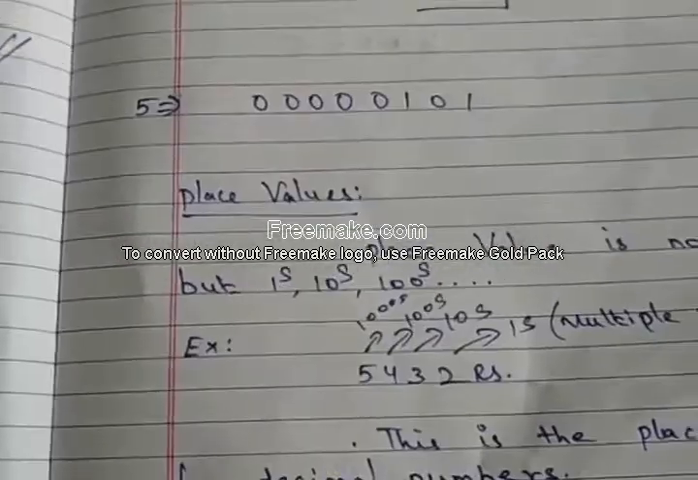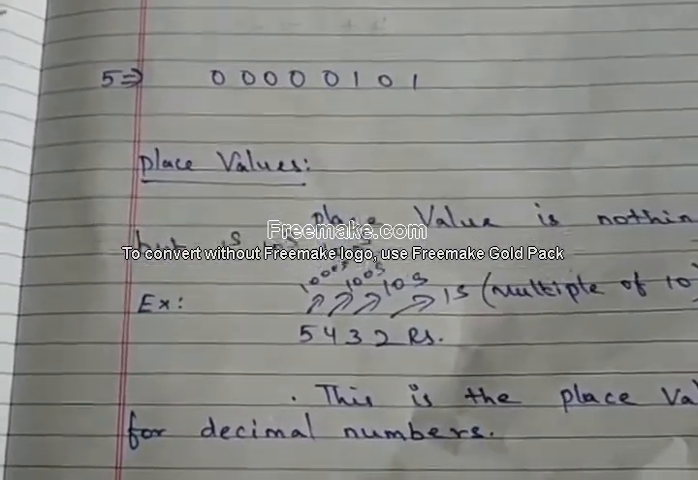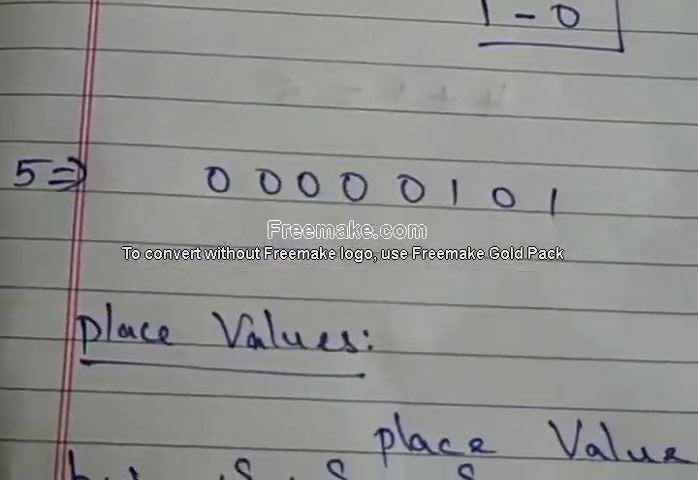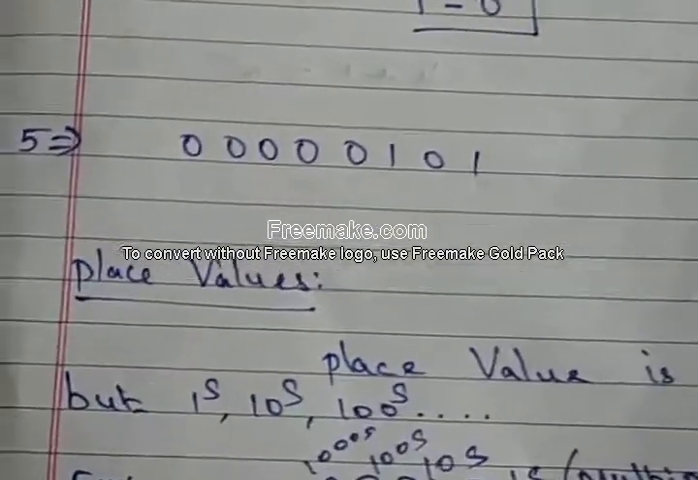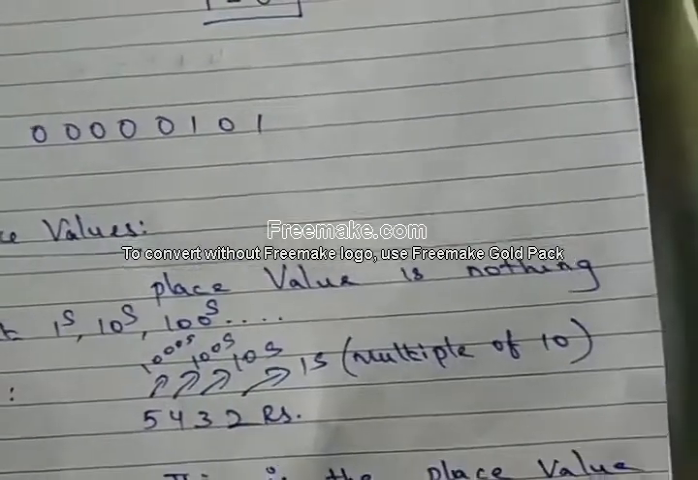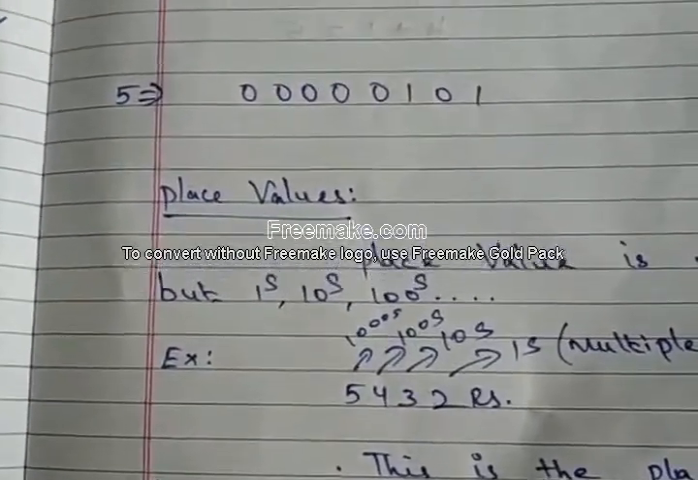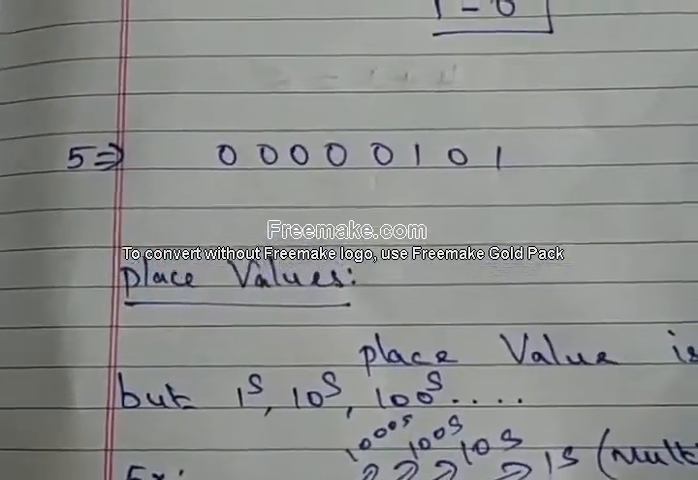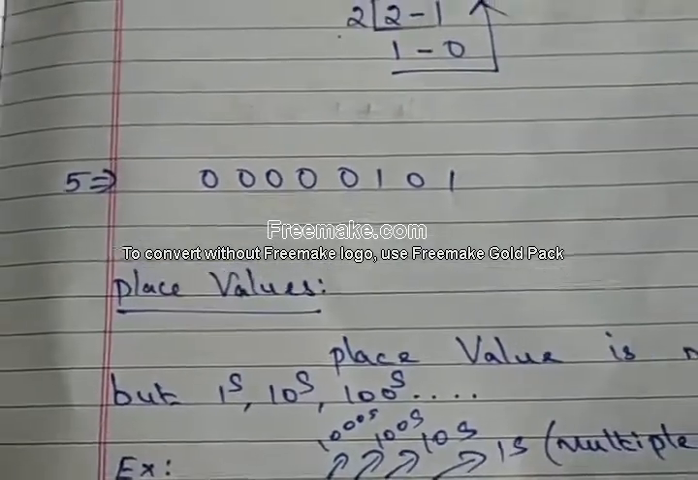We will see about that. So for finding out only, we have something called place value. What is place value? In maths you could have learnt. Place value is nothing but ones, tens, hundreds. If you have more money, how will you find out?